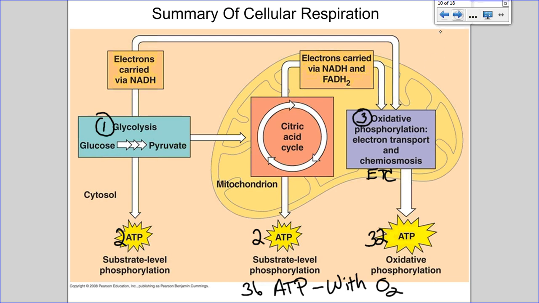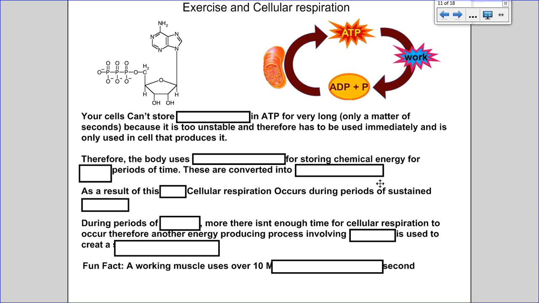So what happens if oxygen is not present? Well, first let's talk about conditions that might lead to that. Specifically when you exercise. When you exercise, you're undergoing elevated rates of cellular respiration in your cells because you need more energy. Okay, your cells cannot store chemical energy in ATP for very long. In fact, it's only a matter of seconds because it's very unstable and is therefore used immediately.